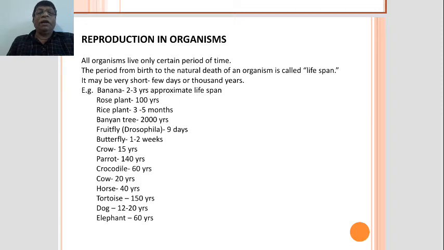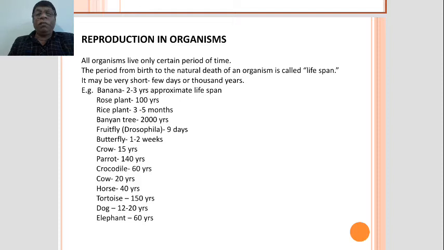Say, period of birth to death means it's not the right answer. You must write natural, because accidental death is not a natural death. That is why the definition is: the period from birth to the natural death of an organism is called lifespan.